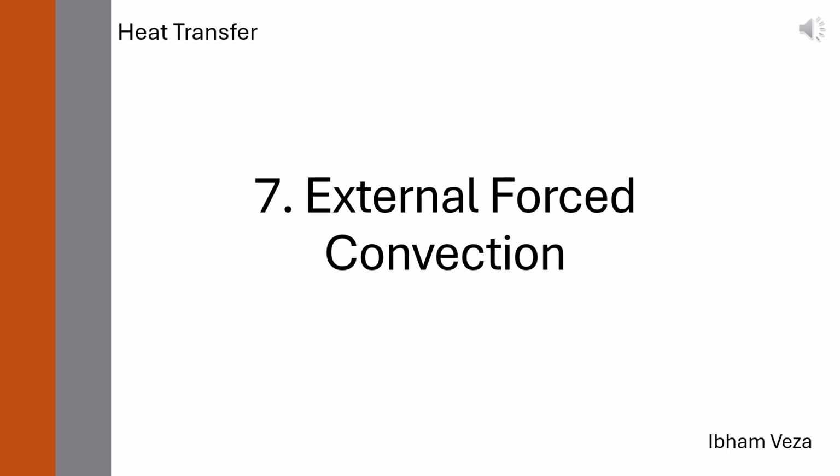7. External forced convection. Let's talk about external forced convection. When we say forced convection, we mean situations where the fluid motion, like air or water, is driven by external means, such as a fan, pump, or wind. This is different from natural convection, where the flow happens because of temperature differences alone.